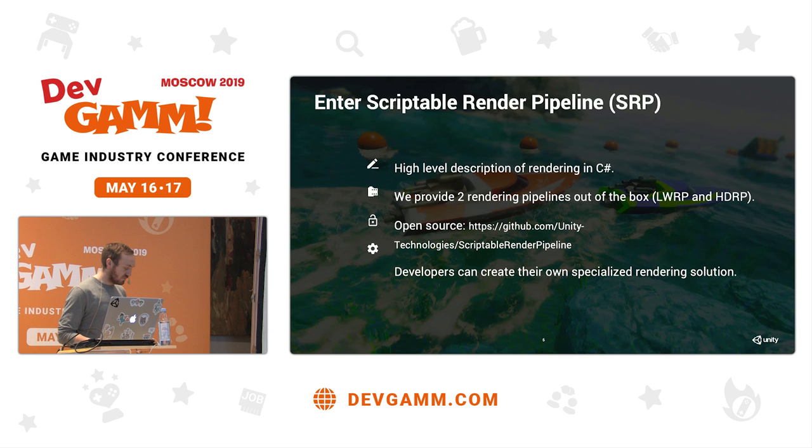The point of scriptable render pipelines is to give the power to you as developers to create whatever you want to. So it's all open source. It's available on GitHub, and the whole idea is that you can take these existing templates and build upon them.